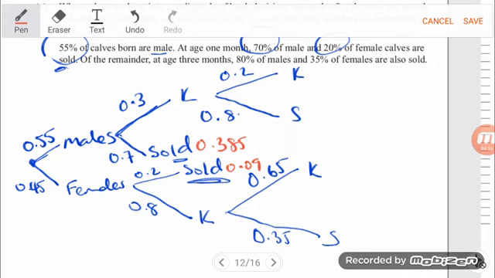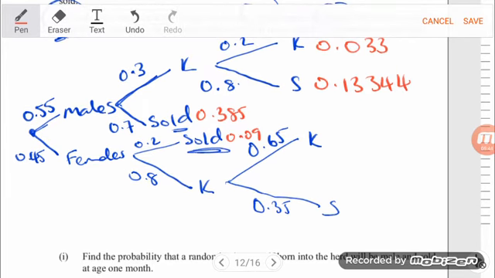That's a very small amount. Multiplying along these top set of branches every time, 0.55 times 0.3 times 0.2 gives us 0.033. 0.55 times 0.3 times 0.8 gives zero point 0.1344. You can round that if you want.